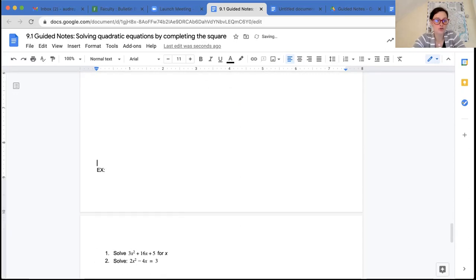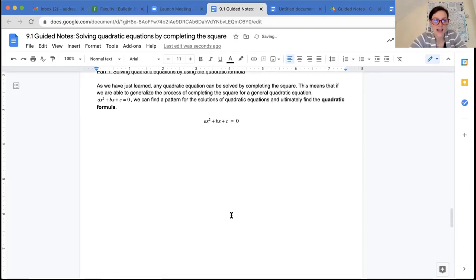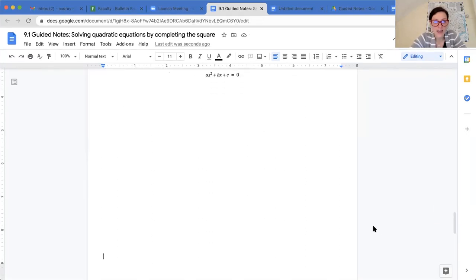So our most general quadratic function is ax squared plus bx plus c equals 0. And so what we're going to do is complete the square for that equation so that we can get a general formula that is just x equals, and we can plug and chug and, honestly, never have to worry about factoring again because the quadratic formula always works. But I don't want to say that because I love factoring as much as you all hate it.